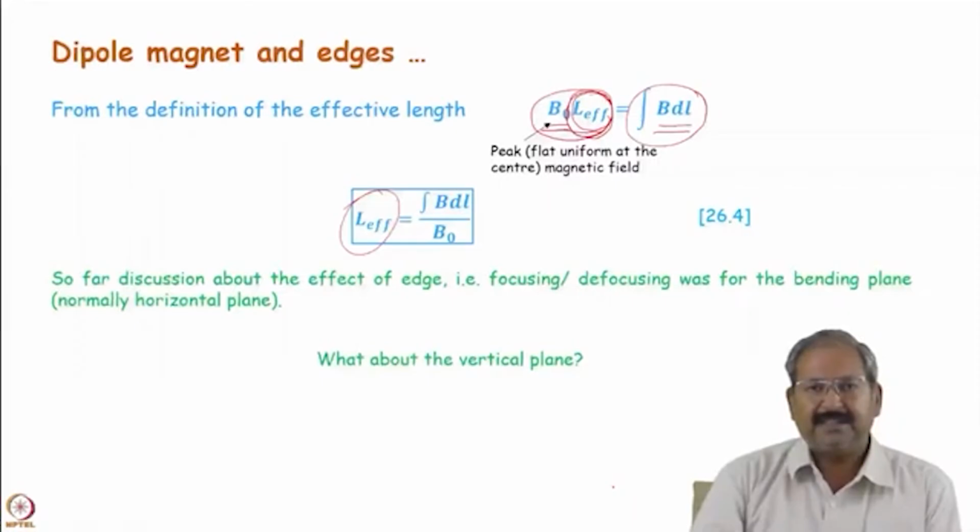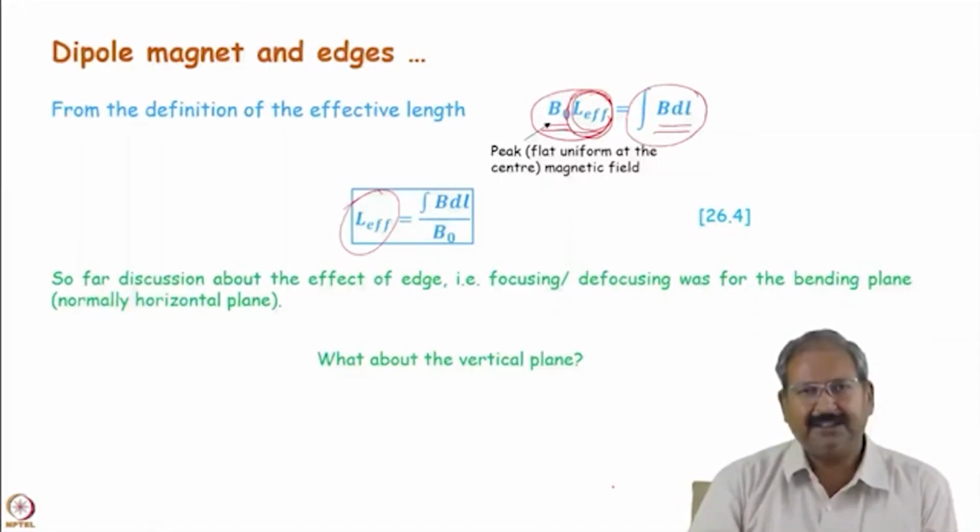So far we have studied the effect of edges, meaning the relative orientation between the magnet edge and the design trajectory in the horizontal plane in which the bending was taking place. What about the vertical plane? We have seen that fringing can be used for focusing the charged particle in the vertical plane in the lecture on the cyclotron, where we use azimuthally varying field for generating the fringing, and that fringing leads to focusing in the vertical plane. So how this fringing leads to focusing in the vertical plane, we will see now.